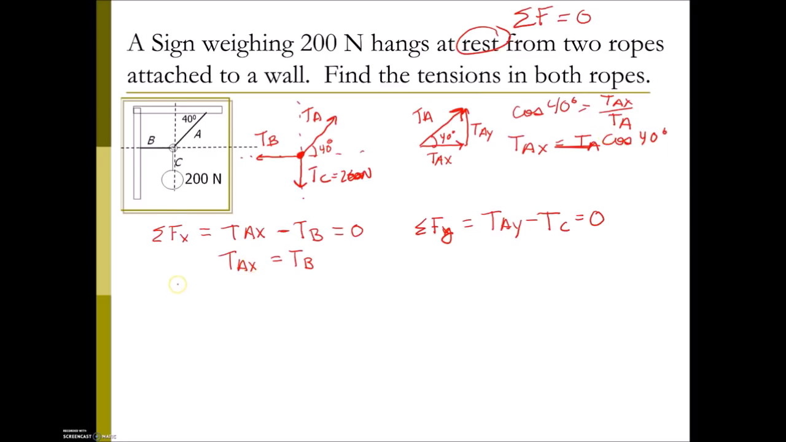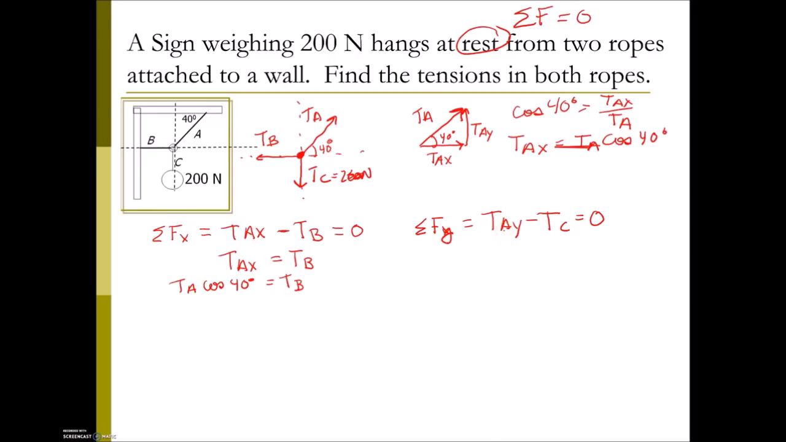So I'm going to plug that in down here. Instead of TAX, I'm going to write TA times the cosine of 40 degrees, and that's equal to TB. I still can't do anything here. I don't know what TA or TB is. Sure, I could do the cosine of 40, it's still not getting me anywhere. Let's go over to the y direction.